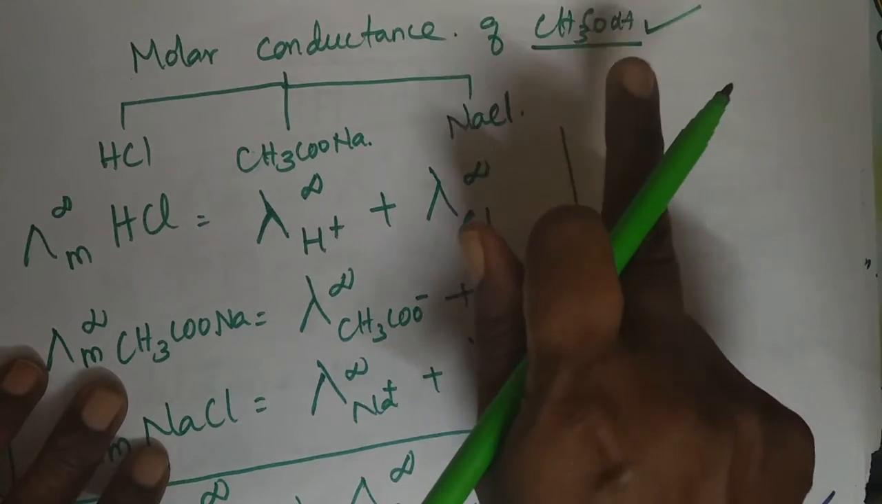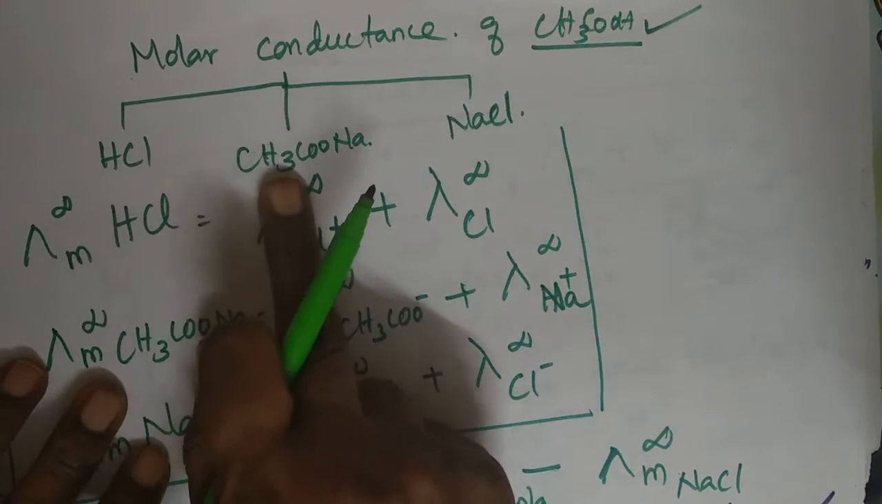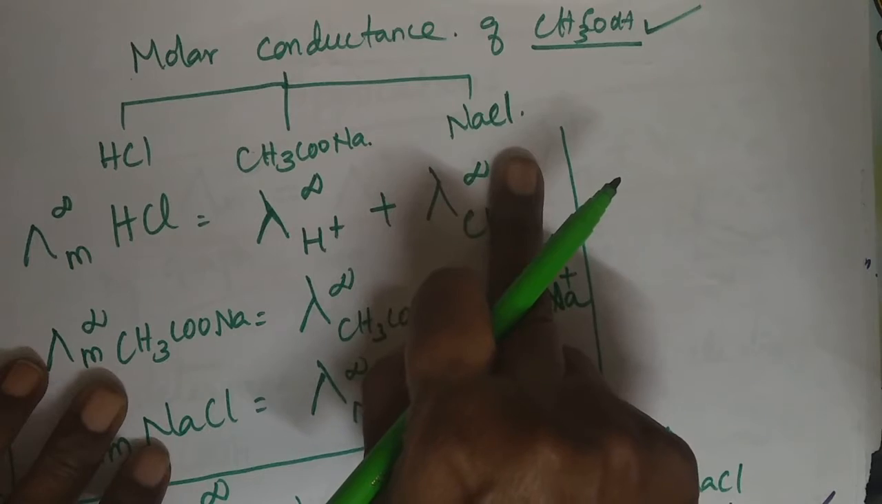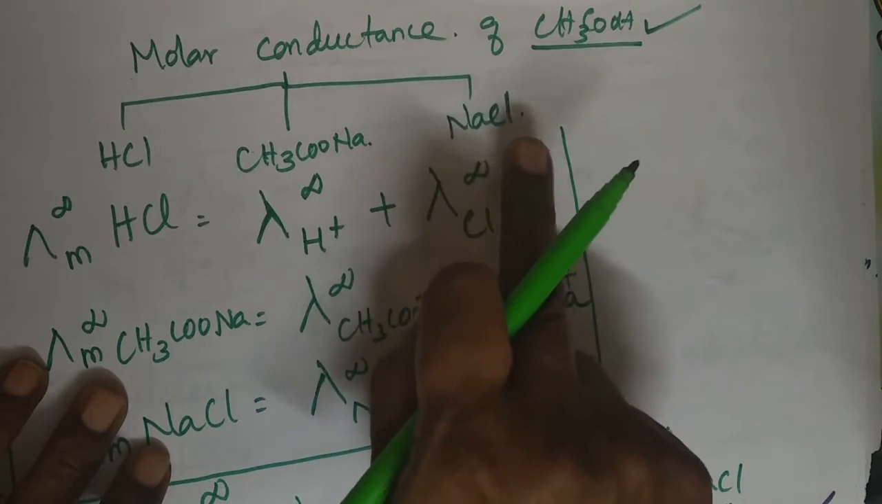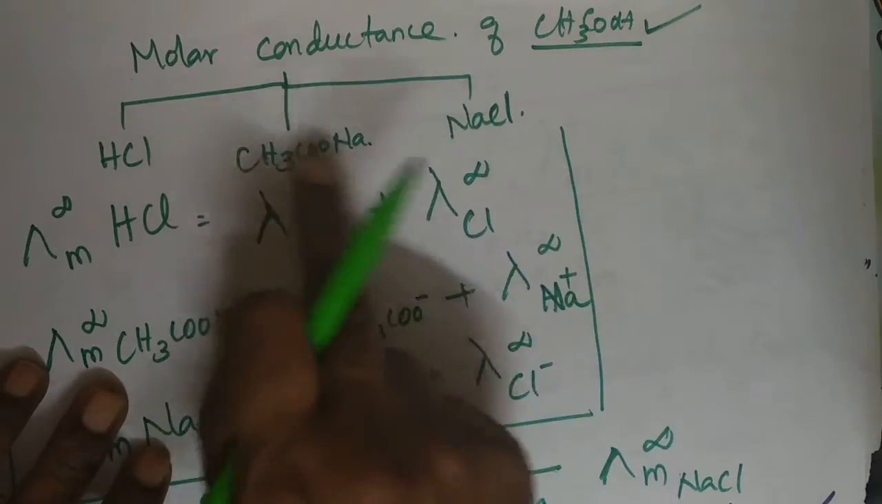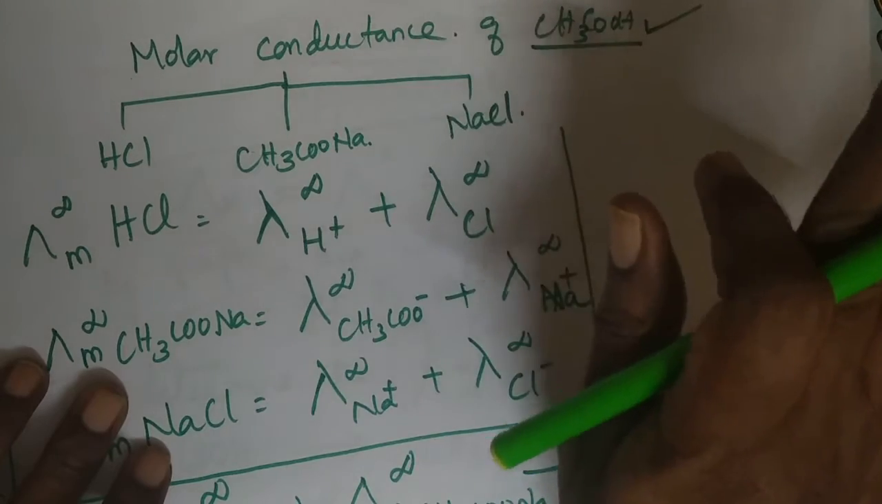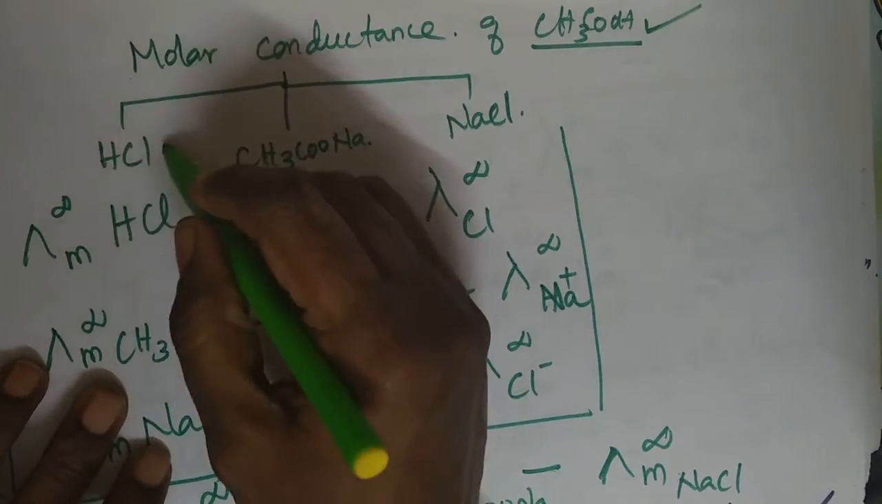Finding out the molar conductance of acetic acid. For that we are taking HCl, CH3COONa and NaCl. Why? Because we are taking whichever ion is common in these and subtracting it. It is the common ion effect, as we used to say, removing that common ion. Let us go with HCl first.